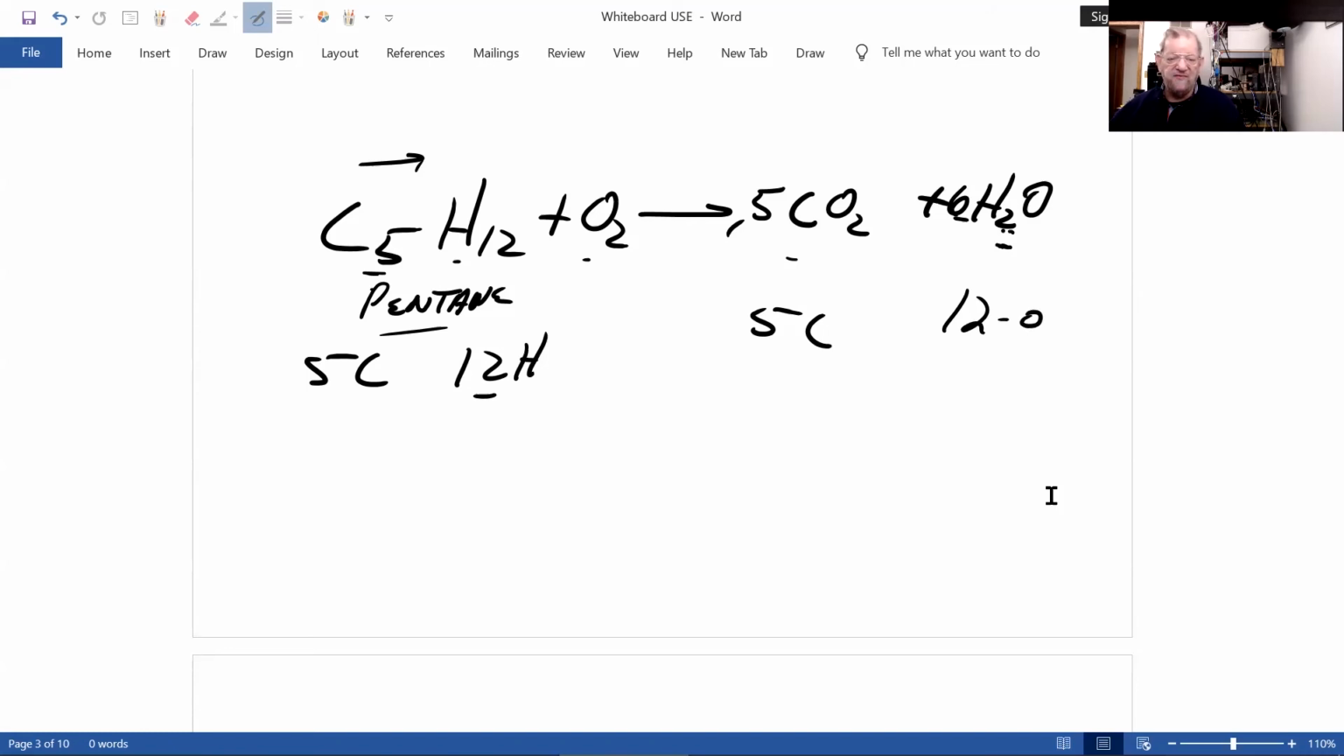Now here I have 2 oxygen. How many on this side? Now here's what you got to remember. You count all the oxygen atoms on both sides. 5 times 2 is 10 oxygen atoms on this side. Plus here I have 6 times 1 is 6 oxygen atoms. Do the math, and I have 16 oxygen atoms on this side.